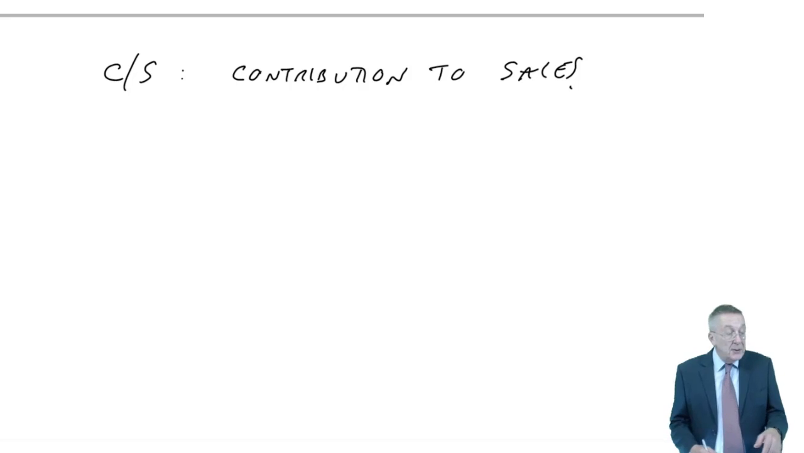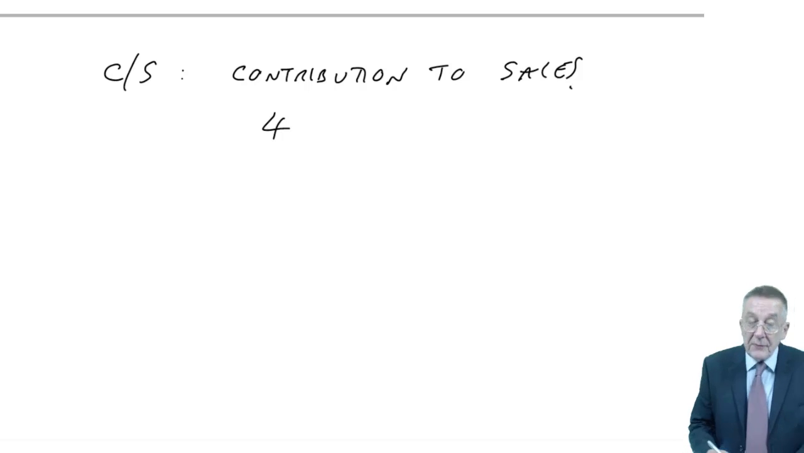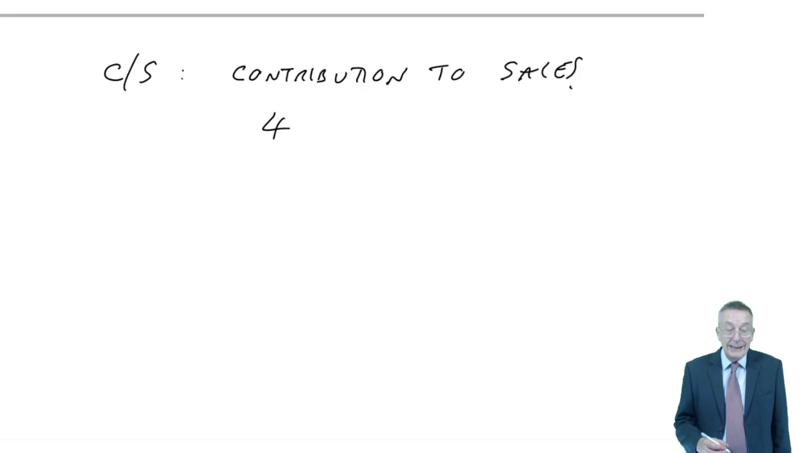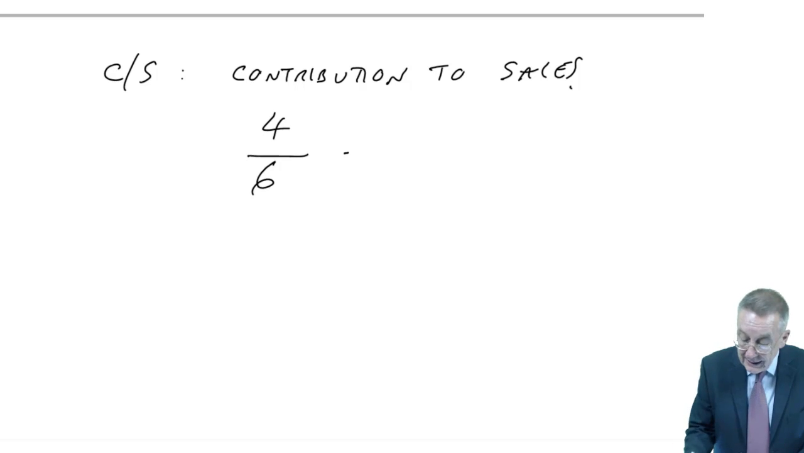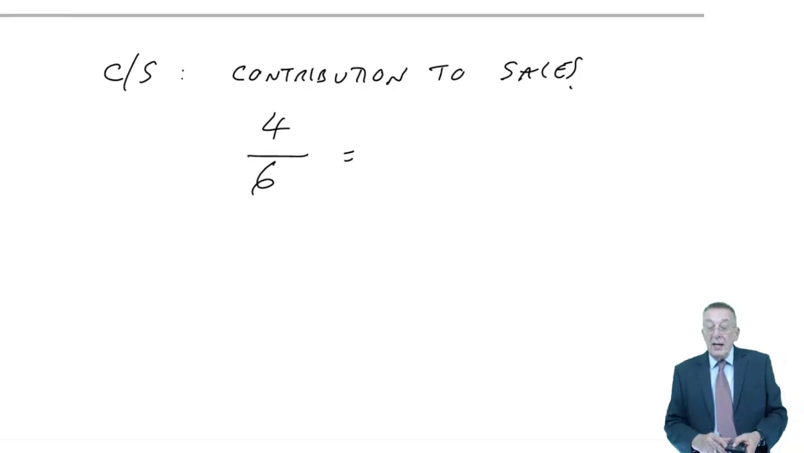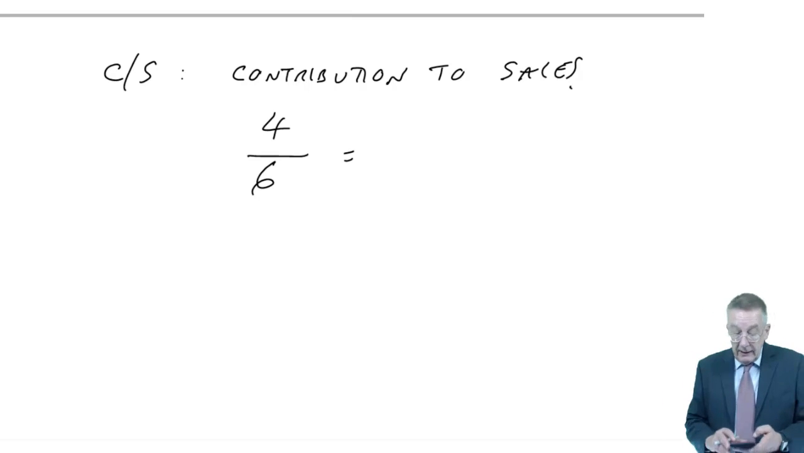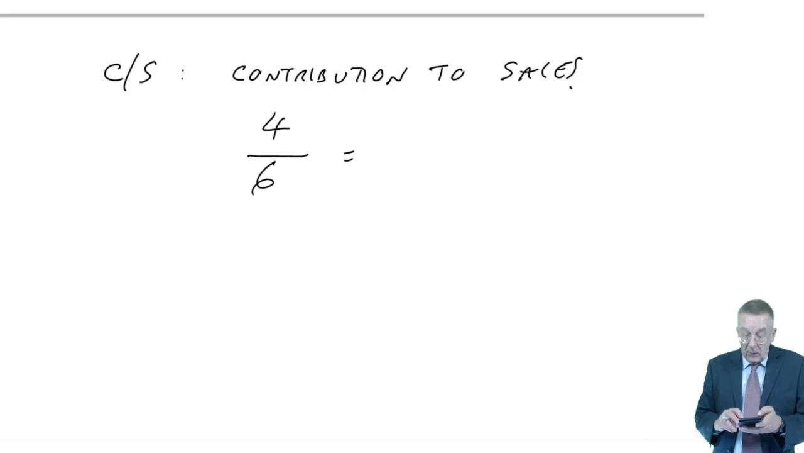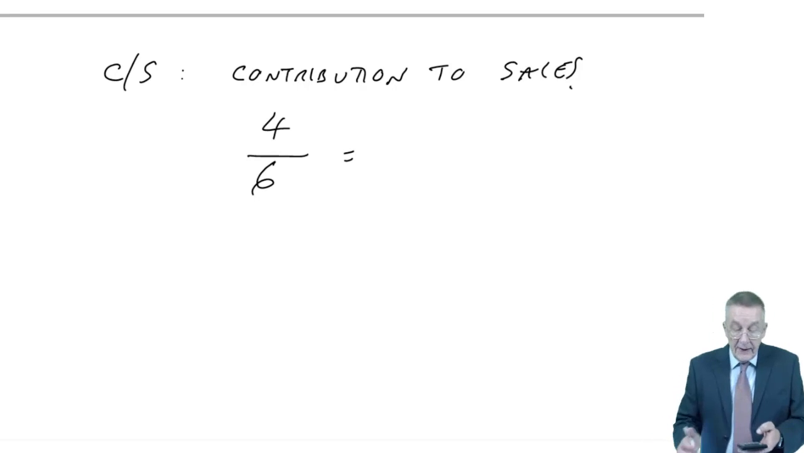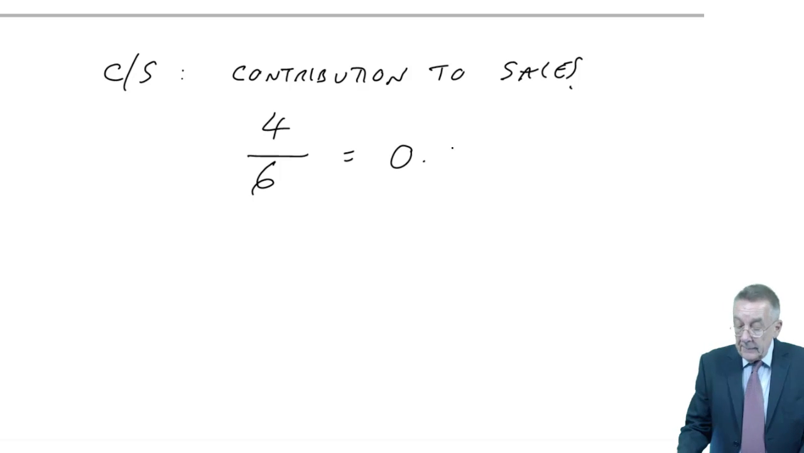What was the contribution per unit in example 1? Remember, we were selling at 6, the costs were 2, the contribution was $4 a unit. And what were the sales? The sales selling price was $6 a unit. And so the CS ratio, 4 divided by 6, write it as 2/3 if you want, or 4 divided by 6, which is 0.66666.